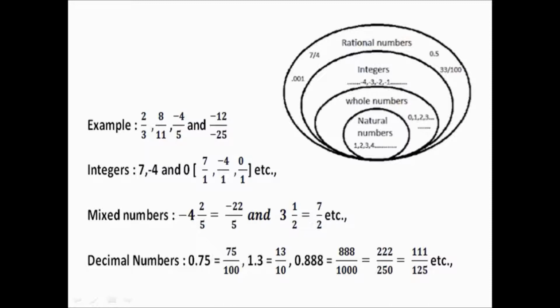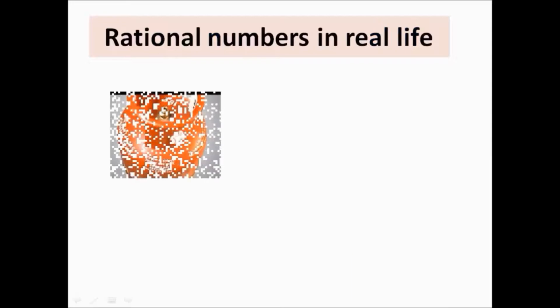The decimal numbers too, like 0.75, which is equal to 75 by 100, 1.3, which is equal to 13 by 10, and 0.888, which is equal to 111 by 125, are also rational numbers, since they can be written in the form p by q. Therefore, all natural numbers, whole numbers, integers, decimals as well as fractions are rational numbers.